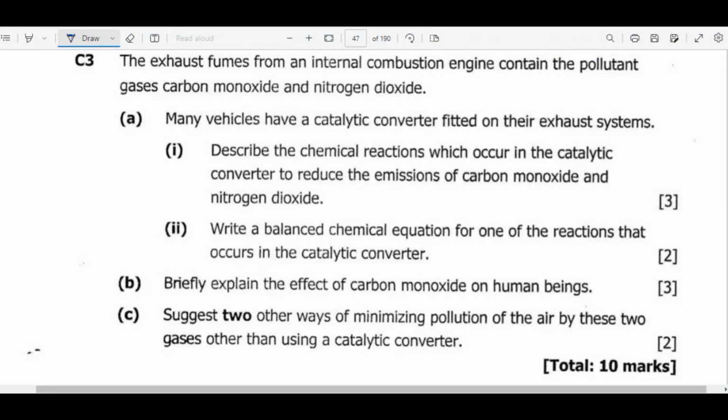Welcome friends. In this video we are going to look at combustion in engines. So the question reads, the exhaust fumes from an external combustion engine contain the pollutant gases carbon monoxide and nitrogen dioxide. Now let's first see if we can have a simple picture.